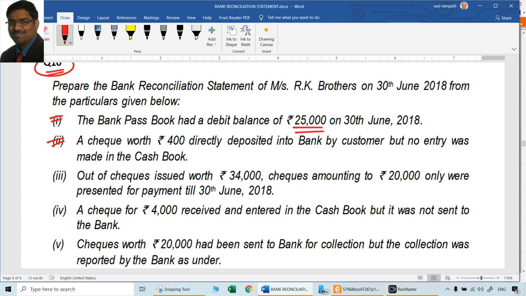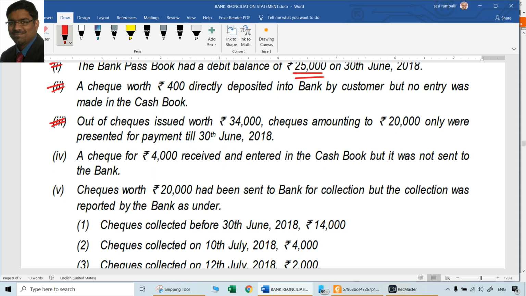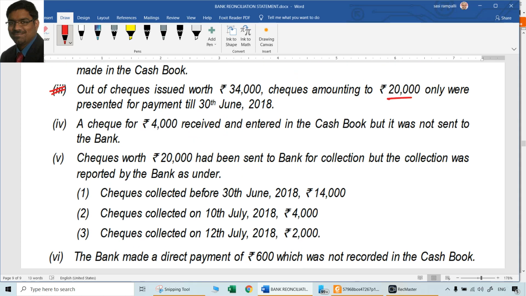Next, out of the checks issued worth 34,000 rupees, checks amounting to 20,000 only were presented for payment, which we have to understand. Means 14,000 rupees worth of checks are not yet presented for payment. Here the first impact is not in the bank, it is in the cash book. So in the cash book, we would have already credited the 20,000. We don't have any issue, because these are okay. We already entered, bank also entered, so we don't have to worry about this 20,000. Problem only comes with the remaining 14,000.